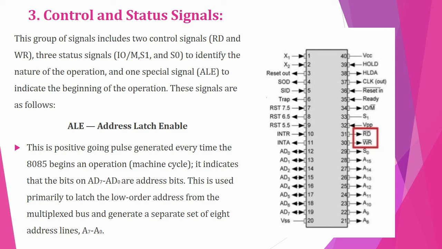ALE, address latch enable. This is a positive going pulse generated every time the 8085 begins an operation. It indicates that the bits on AD7 to AD0 are address bits. This is used primarily to latch the low order address from the multiplexed bus and generate a separate set of 8 address lines, A7 to A0.